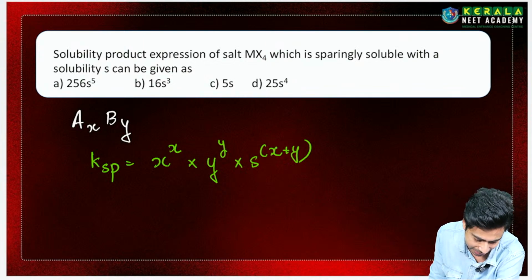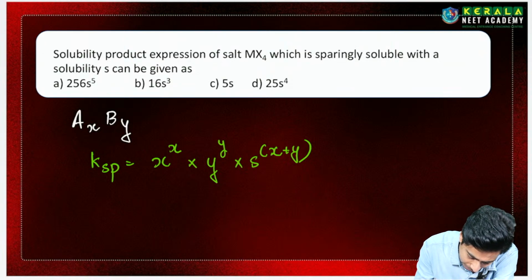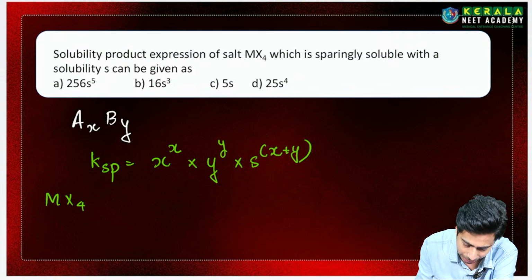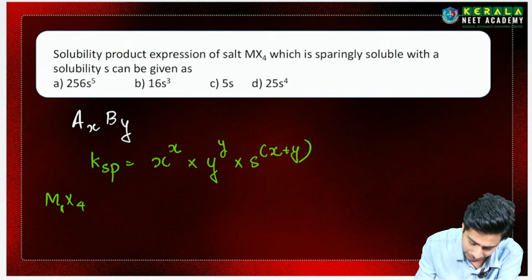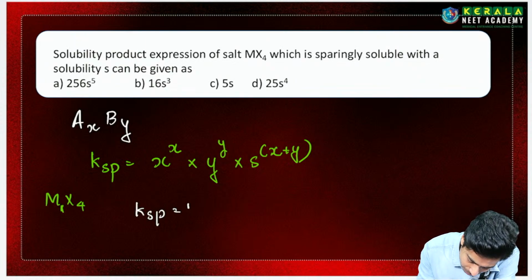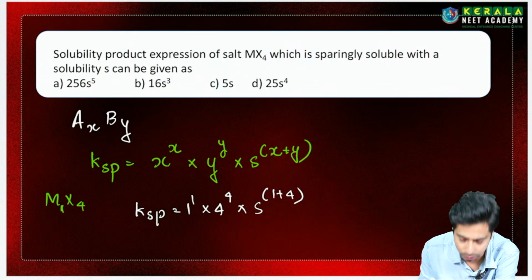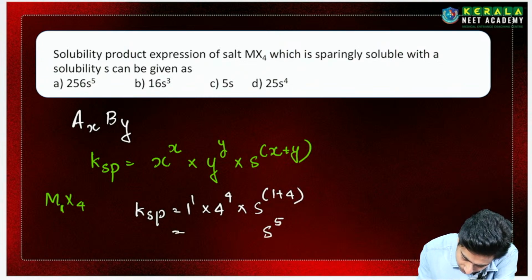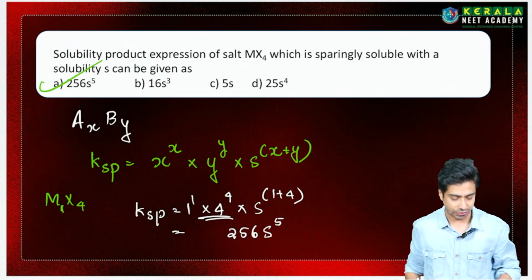Others, are you getting the answer of pH 2.42 for the soft drink sample? You try it. Now if it is like MX4, that is M1X4, what will be the value of Ksp? Ksp will be 1 raised to 1 into 4 raised to 4 into s raised to 1 plus 4. That is equal to s raised to 5, and the coefficient will be 256. So 256 s raised to 5.